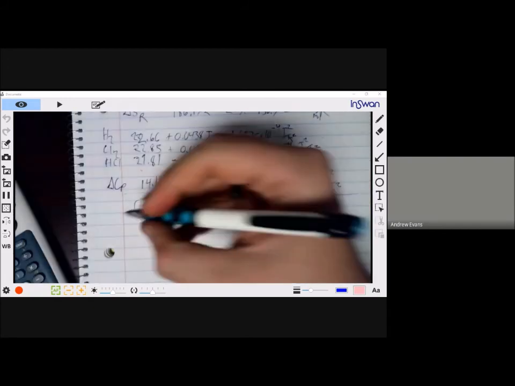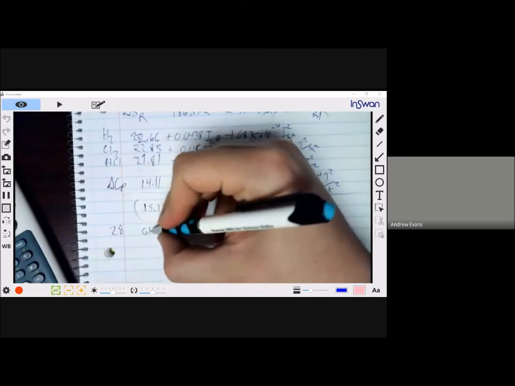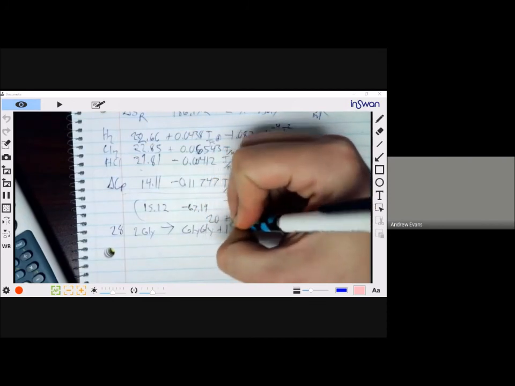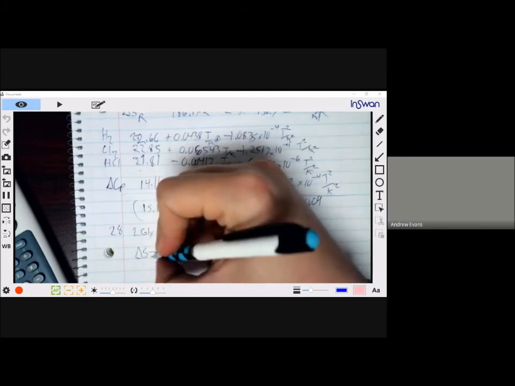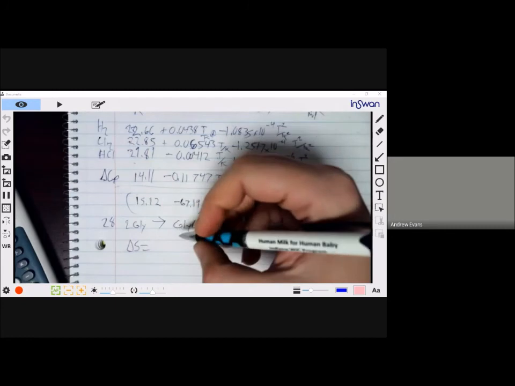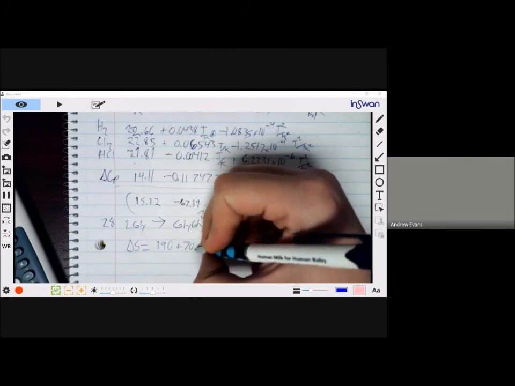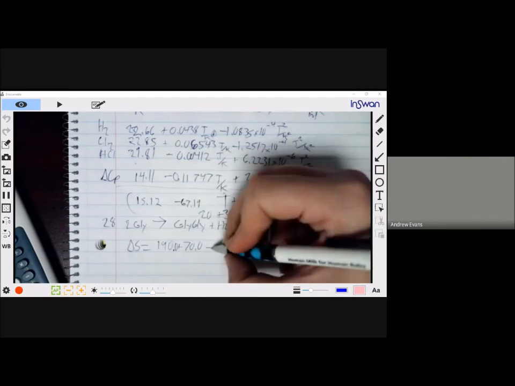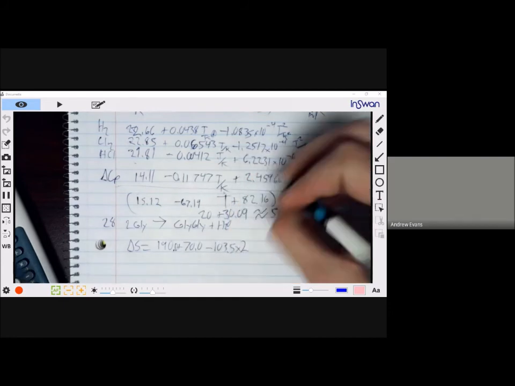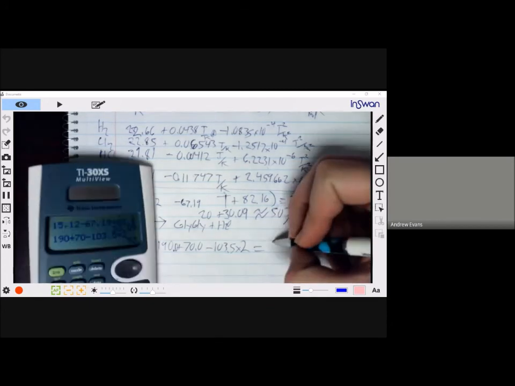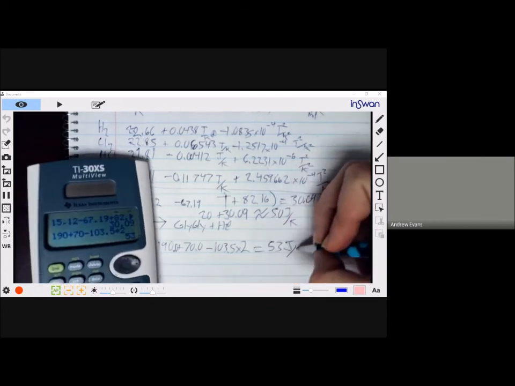To do this, pretty easy. You have 2 glycine goes to glycylglycine and water. Well, the delta S of the system is going to be the easiest thing to calculate. It's literally just going to be the reaction. So we have 190, which is the glycylglycine, and the 70.0, which is the water, minus the 103.5 times 2, which is the 2 glycines. How much entropy do we get when we dimerize, or lose in this case? We actually increase the entropy by 53 joules per mole Kelvin.